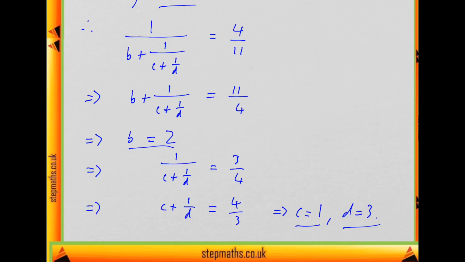So our answers then, just to recap, were a equals 1, b equals 2, c equals 1 and d equals 3.